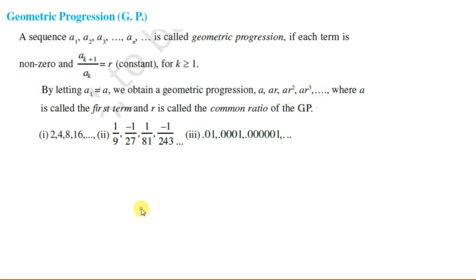So we can write the general term of a GP as the nth term will be A R to the power n minus 1. जब second term थी R की power 1, third term में R की power 2 था, तो nth term में R की power n minus 1 हो जाएगा. So this is the formula for the general term, the nth term of the GP.